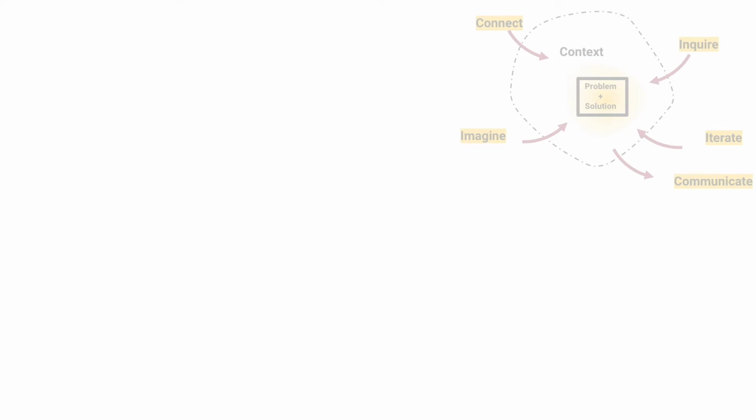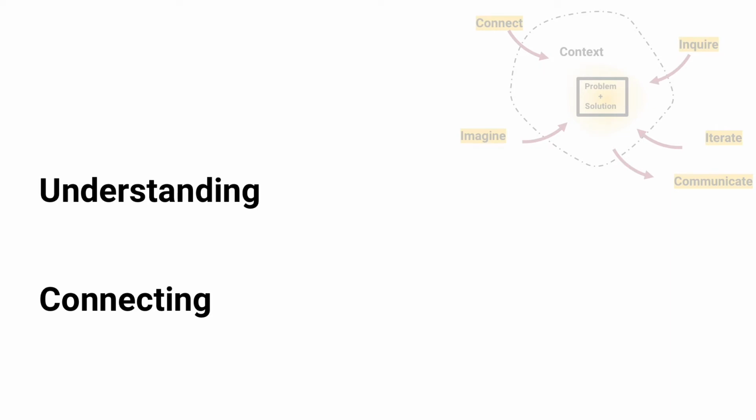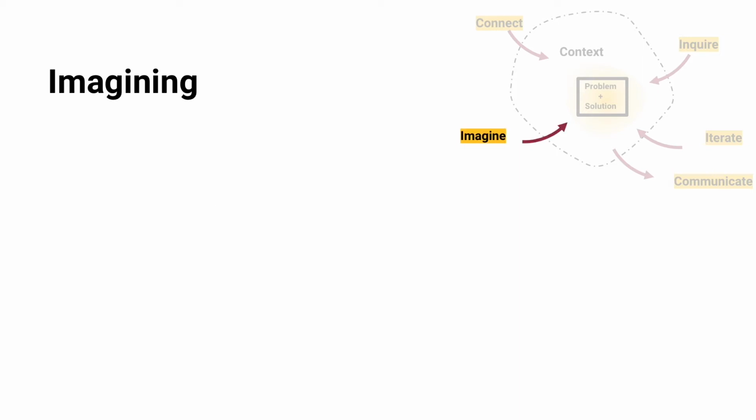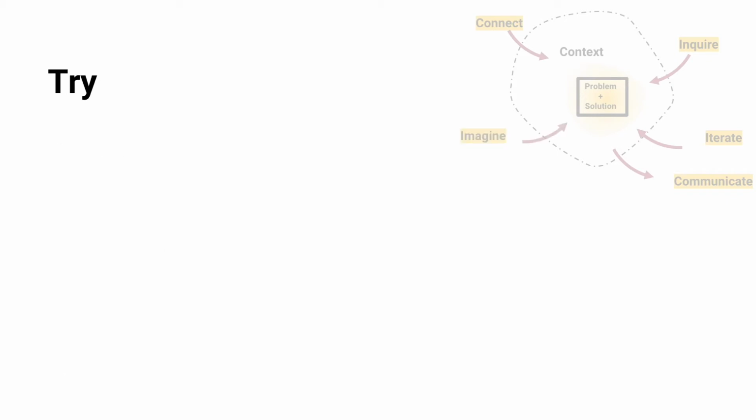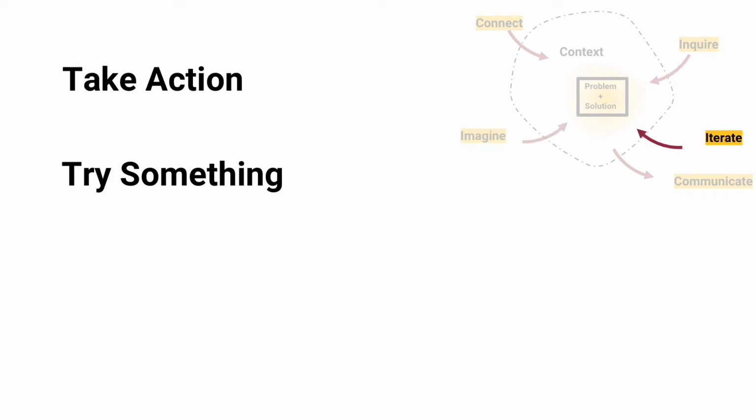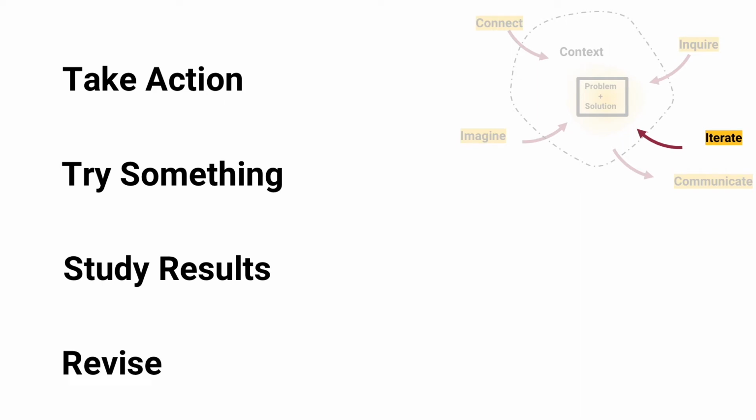Even while we're doing all of this, connecting with context and developing a better understanding of the content, we are continually imagining what could be, like thinking up new activities to help students represent their thinking about fractions, or imagining how students might interpret our words and actions, and maybe even trying to think of ways the unit might fail and what we could do to prevent that. And most importantly, we try and we iterate. Essentially, we take action, we try something out, study the results, and then revise.